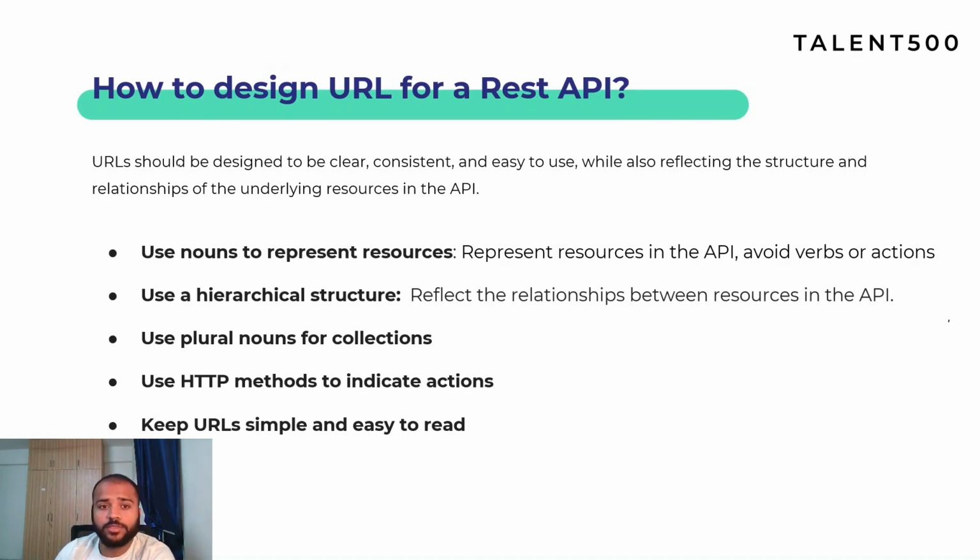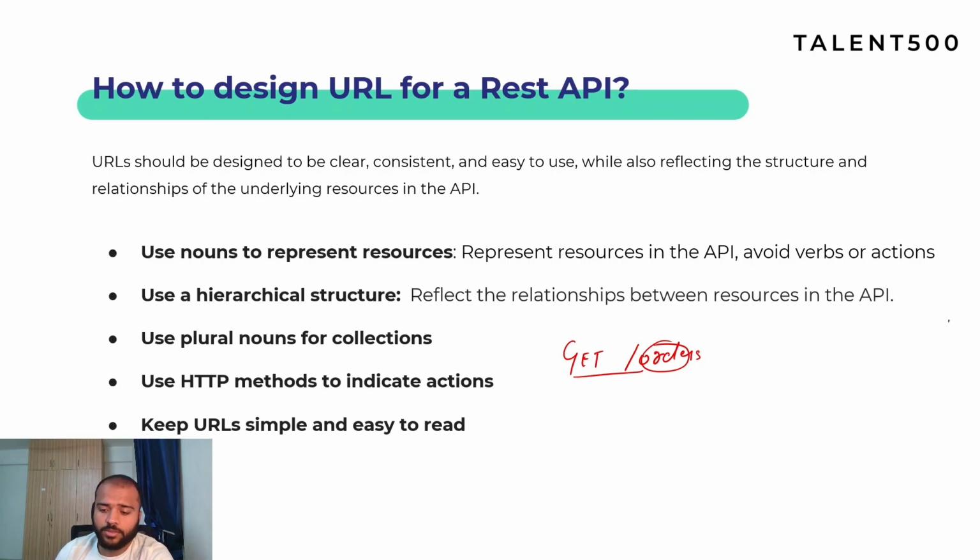So first of all is use of nouns to represent your resources, and try to avoid verbs and actions. Let's say you have an e-commerce website, and you are designing a URL for orders. So if you want to get orders, your URL should look like /orders and do a GET on that. Okay, so orders here is a noun, so you should always use nouns while designing your URLs.